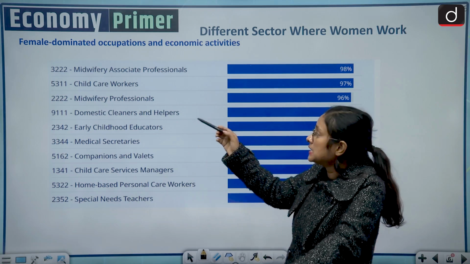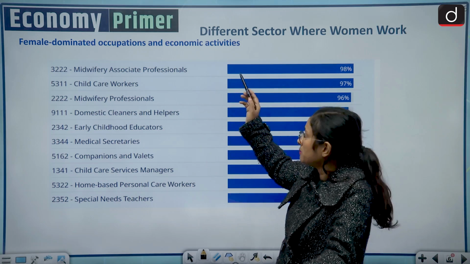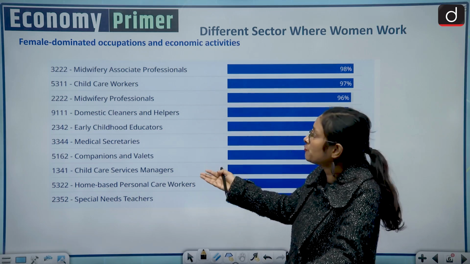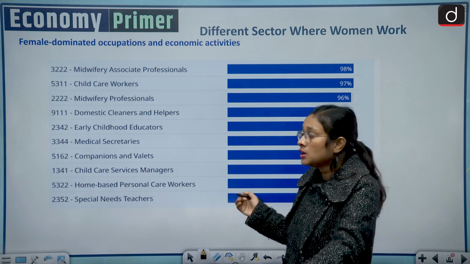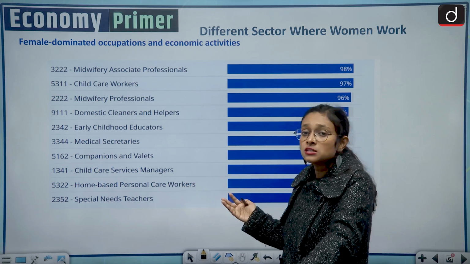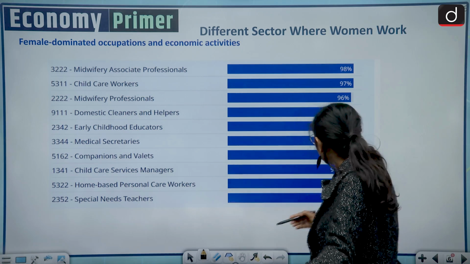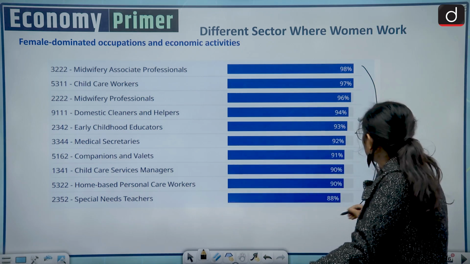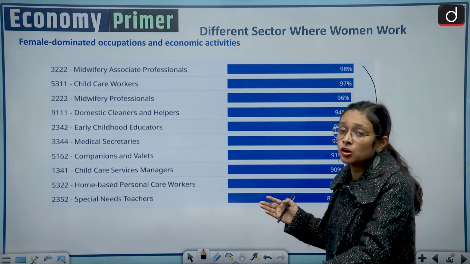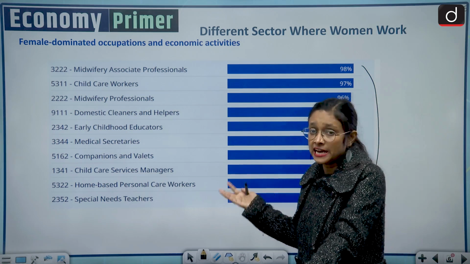And what is the title? Female dominated occupation and economic activities. So here we have a list of a few economic activities, and we are also telling what the women's percentage is in all these things. Here we have taken a few jobs in which women's contribution is more than 90%.